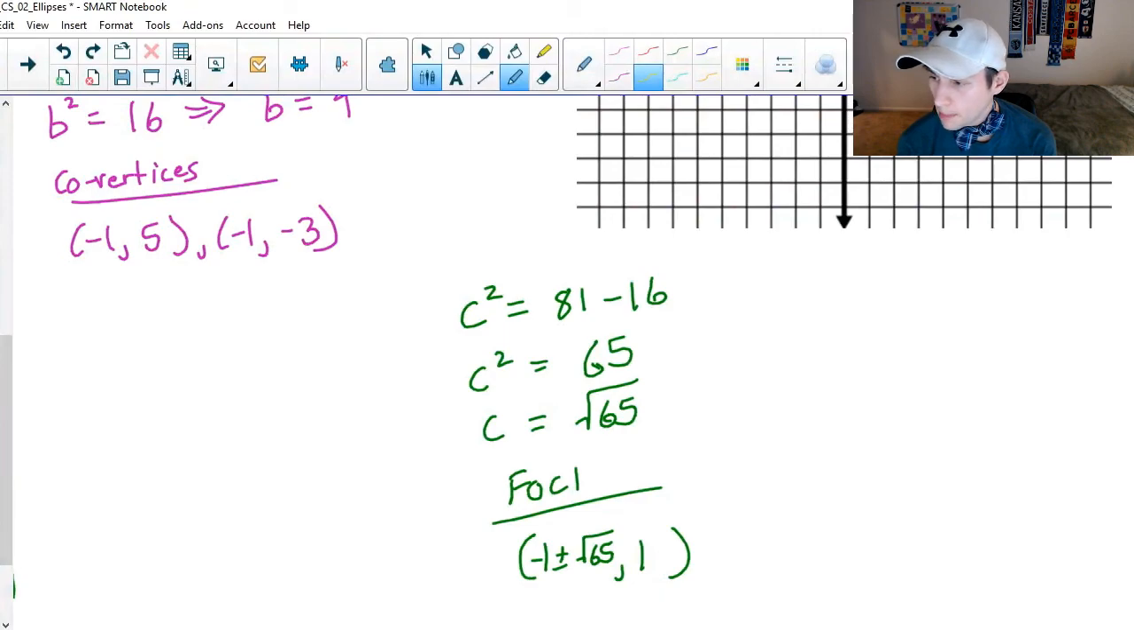All right. So we'll go ahead and pause there today. Just getting the ideas down of a couple of the properties of ellipses. We'll work more on them next time.